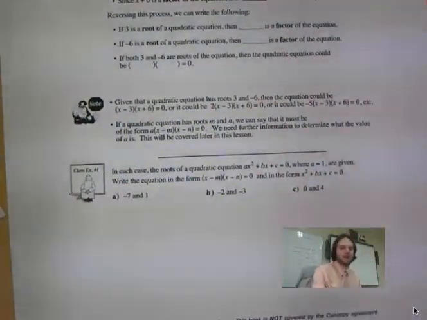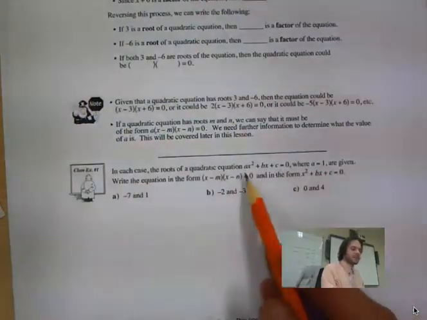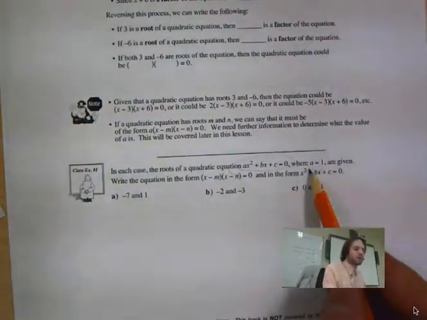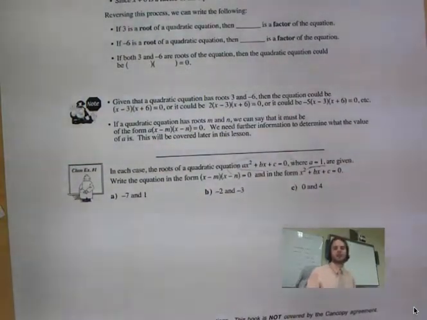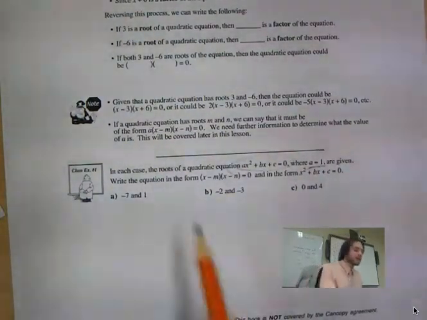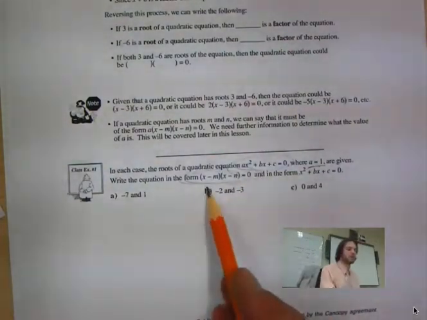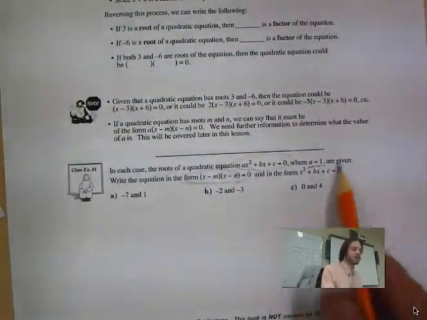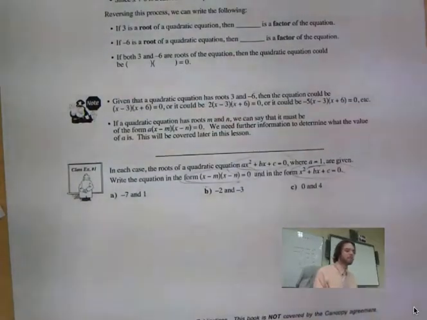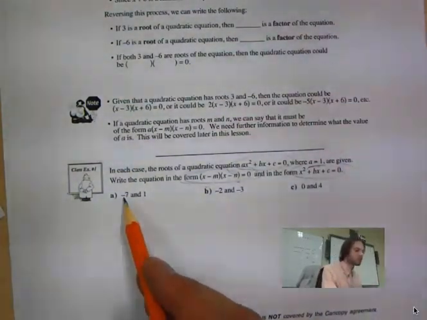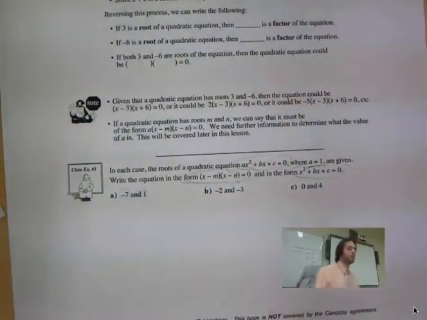It says, in each of these cases, we want to find the equation in that form, where a is 1. So we're automatically going to assume for these ones that a is 1. Given the following roots or zeros, we should be able to translate them to that form. Okay? So first of all, we know that the roots are -7 and 1.